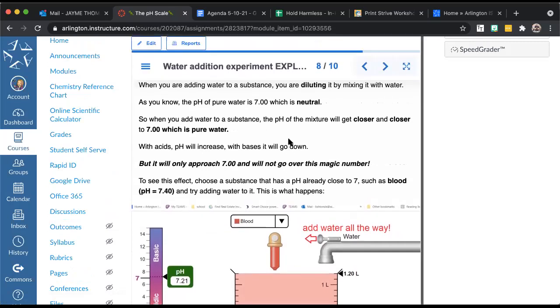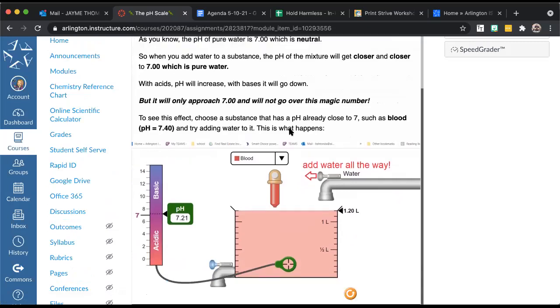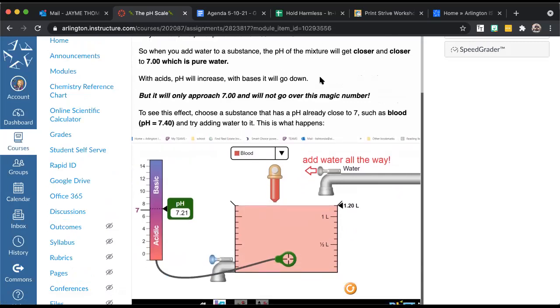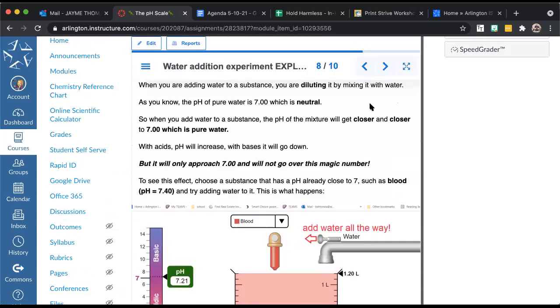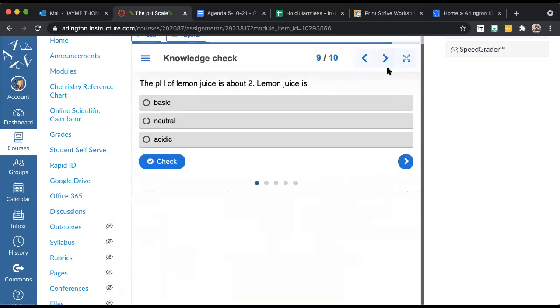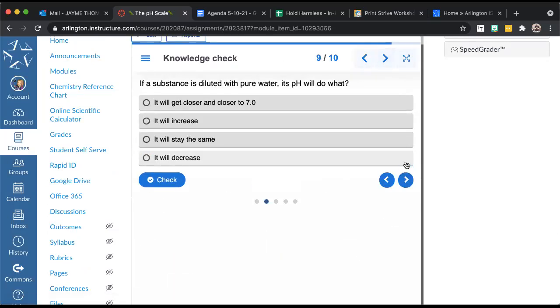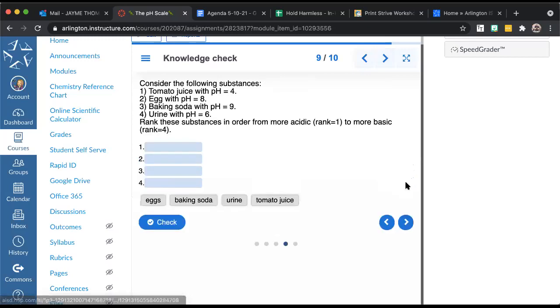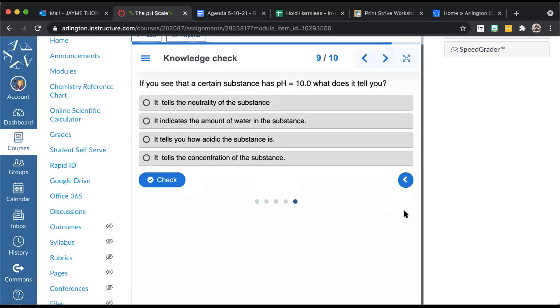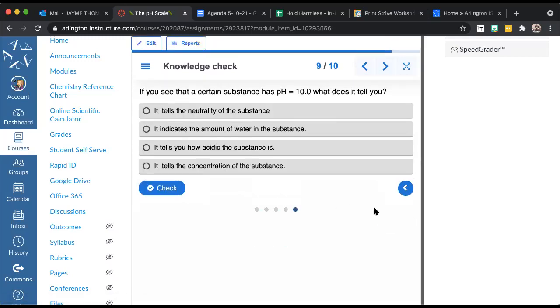The last part, it's going to go through what's going to happen with that water addition. Okay, so it's going to go through why you're seeing what you're seeing and what's exactly happening. And then right here at the very end, there are some practice questions related to pH and the pH scale for substances. Okay. So that is pretty much it for today.